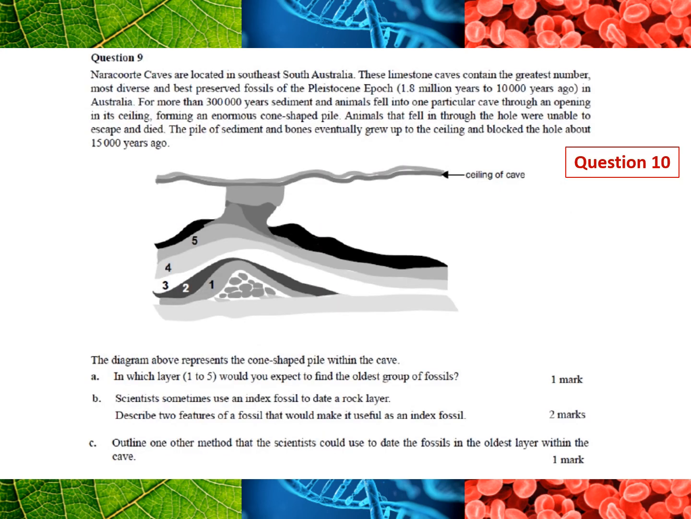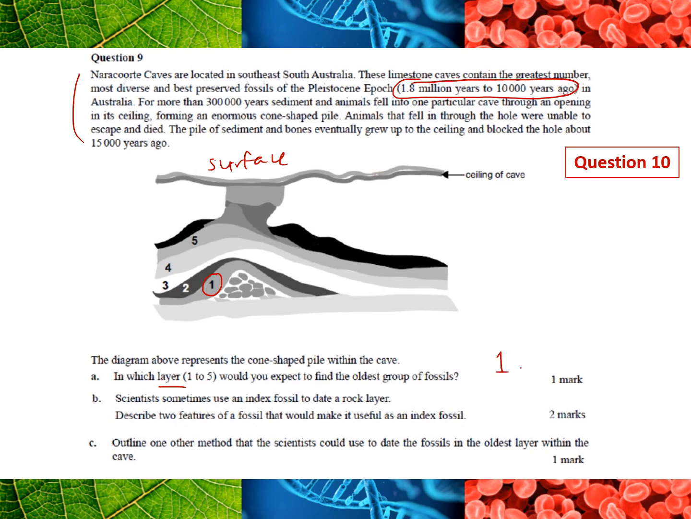And then the final question, often these questions will give you an example. So this is talking about particular caves. The relevant bit of information for this question is here, but we'll come back to that. Part A is, in which layer would you expect to find the oldest group of fossils? So this is the ceiling of the cave. So this is going to be our surface because everything was coming in through the opening in the ceiling. So the deepest rock layer there is 1, and that is where we expect to find the oldest group of fossils.